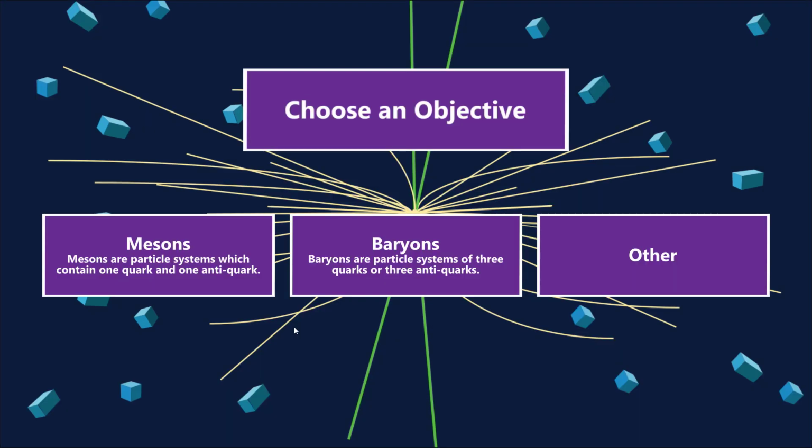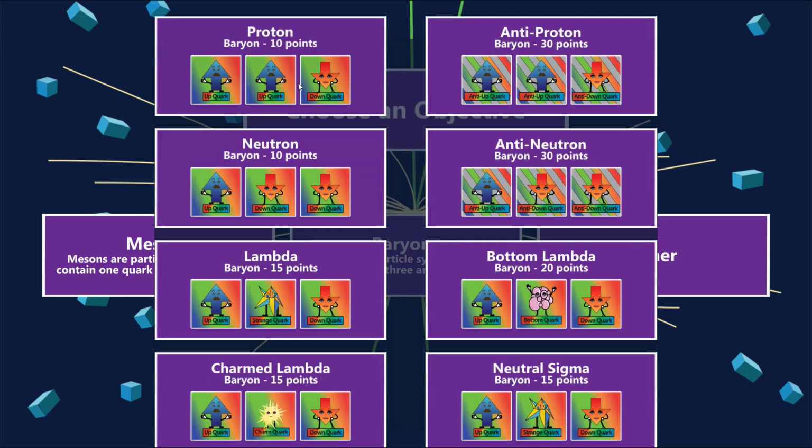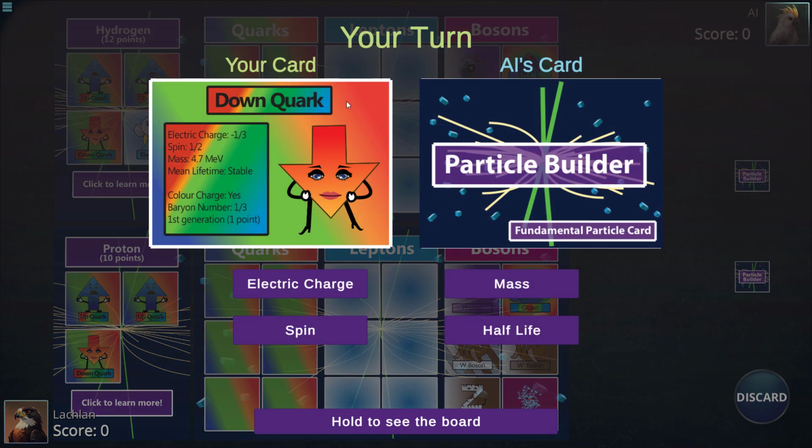Once you choose to play against the AI, you are given the option to choose what sort of particle system you would like to build in this round of the game. So you can choose a meson, which has one particle and antiparticle, a baryon, which is a collection of 3 particles or 3 antiparticles, or some other cool targets are also available, like hydrogen or positronium. I'm going to choose a baryon and choose a proton just because it's very simple. Then, my first turn has happened straight away.